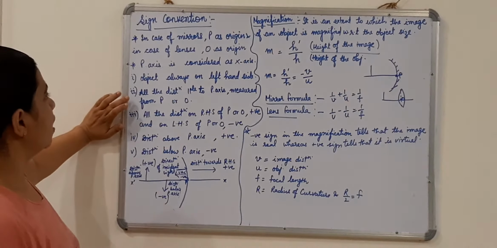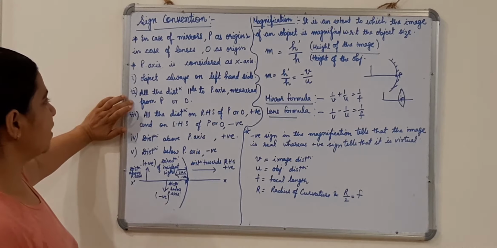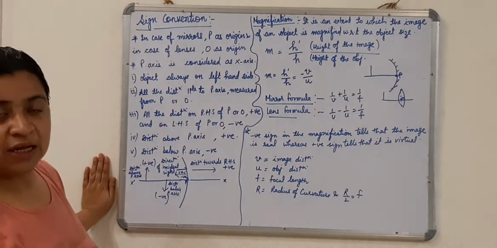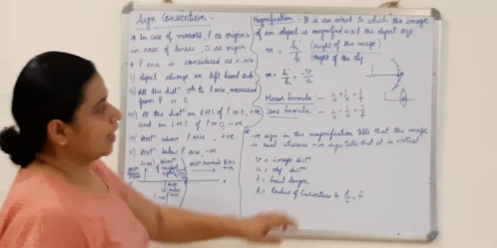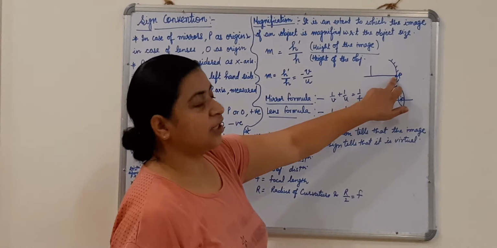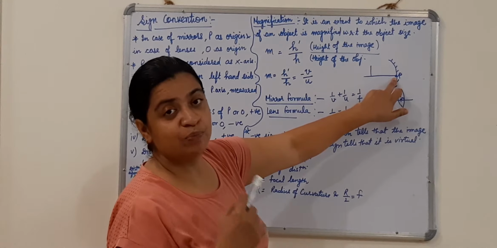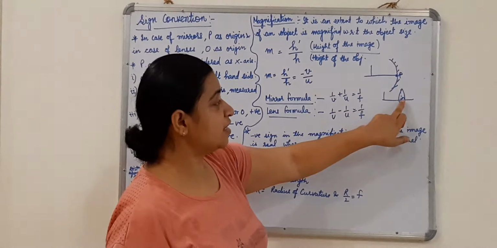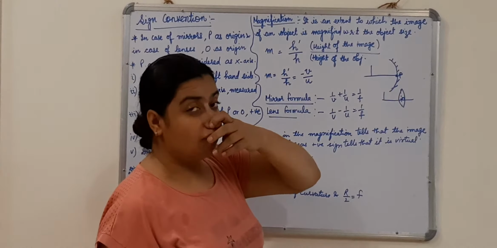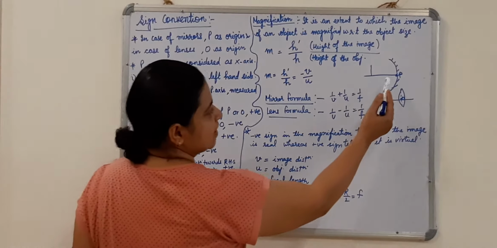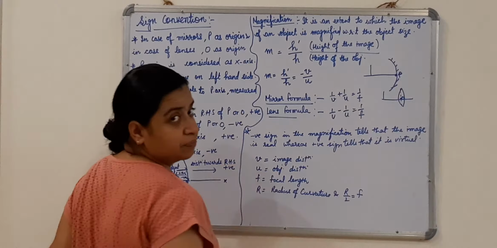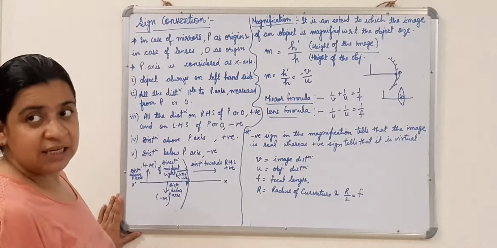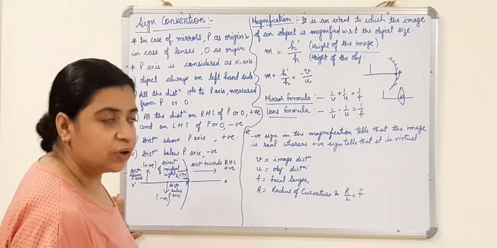Next, all the distances parallel to the principal axis are measured from P in case of mirrors, that is the pole, and in case of lenses they are measured from the optical center O. I have already told you that in case of mirrors, pole will be the origin, and in case of lenses, optical center O will be the origin. All the distances, whether on the right hand side or on the left hand side, are measured with P as the origin in case of mirrors, and O as the origin in case of lenses.